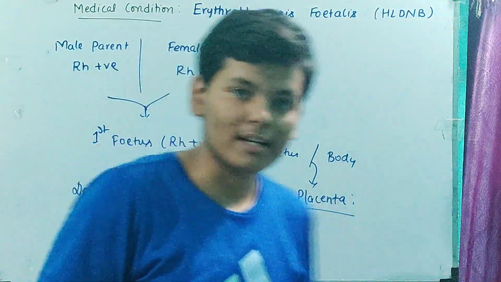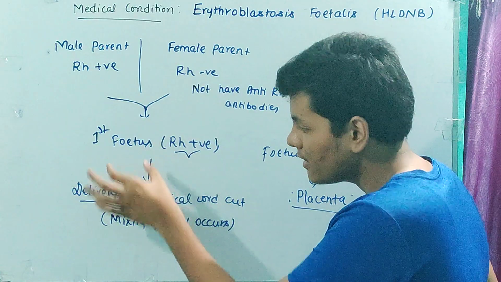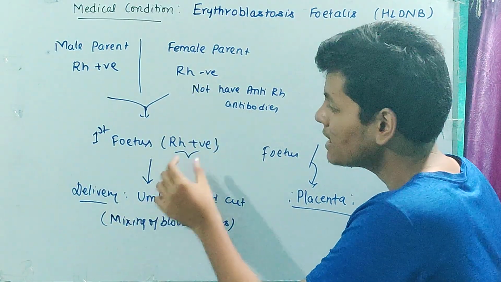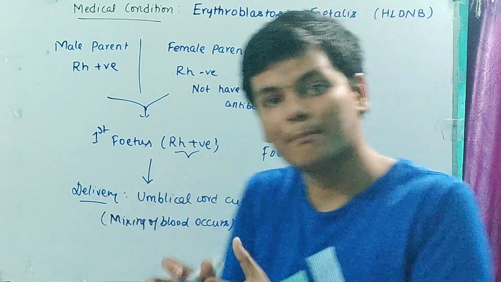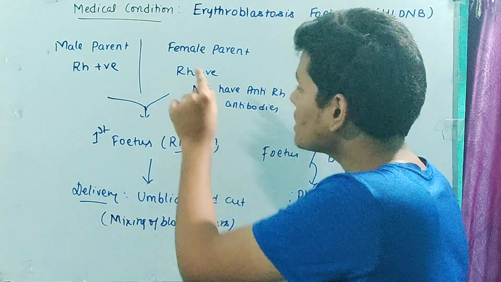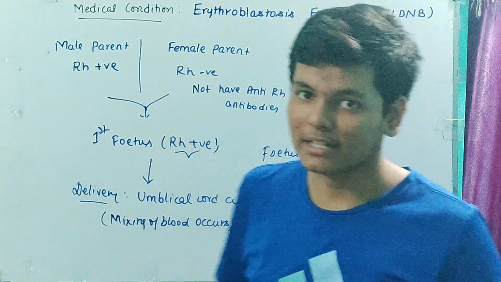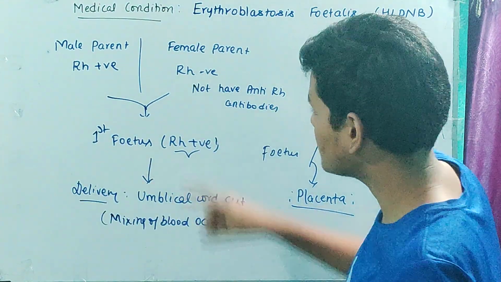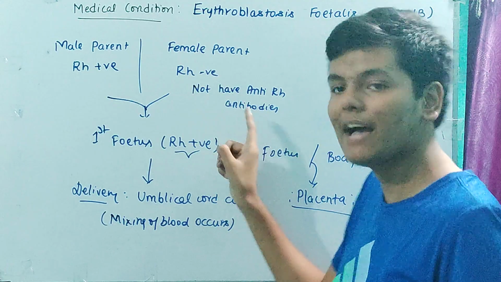The mixing of the blood occurs. It means that the child is RH positive and the mother is RH negative. When the umbilical cord is cut, this RH positive and RH negative blood are mixed with each other. If the mother already had anti-RH antibodies, then the blood would have clotted. But since this is the first pregnancy, the female parent does not have any antibody.